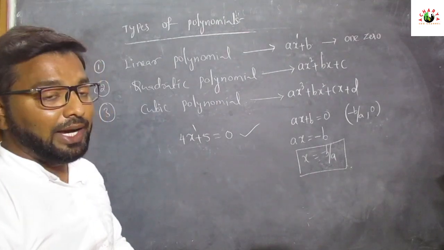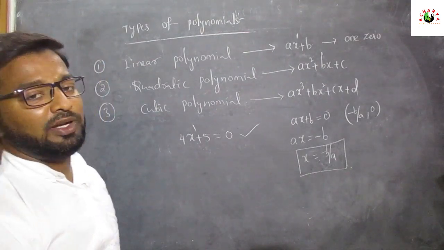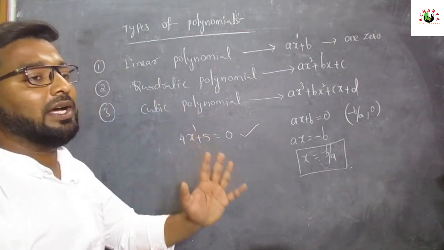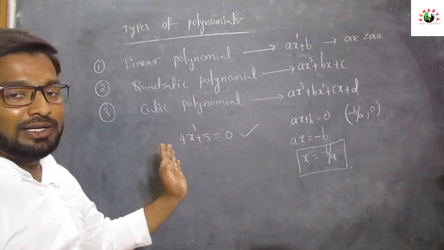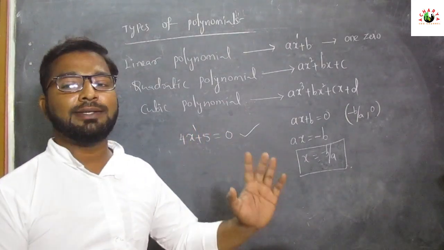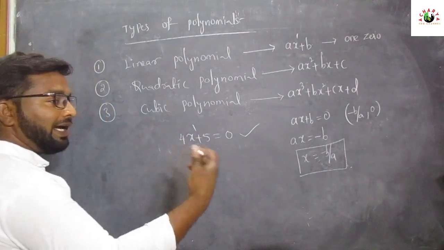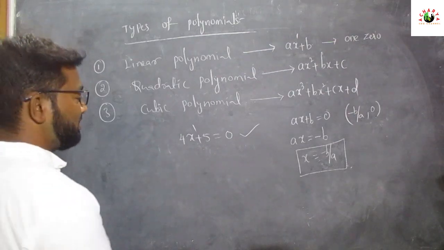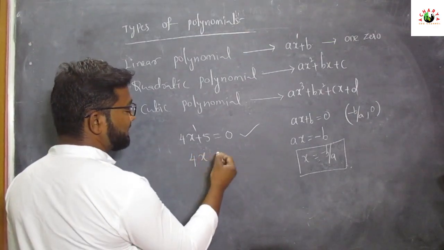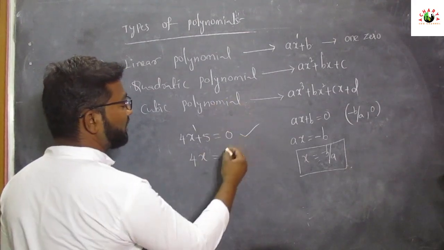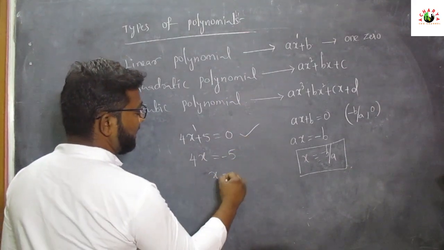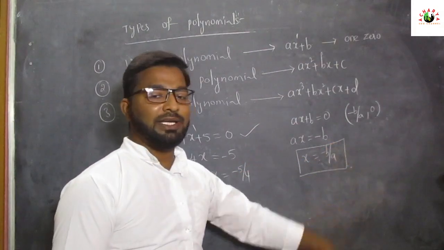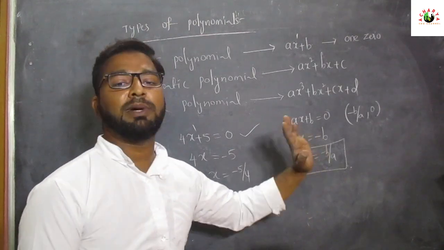How many zeros does a linear polynomial have? Only 1 zero. According to the degree, we have the zeros. Here the degree is 1, so the linear polynomial has only 1 zero. But how can we find the zero of the linear polynomial? If plus 5 is sent to the right side, it becomes minus 5, so x is equal to minus 5 by 4. Just now I said minus b by a.